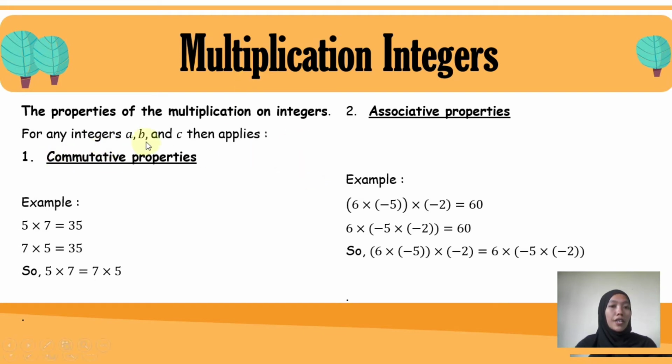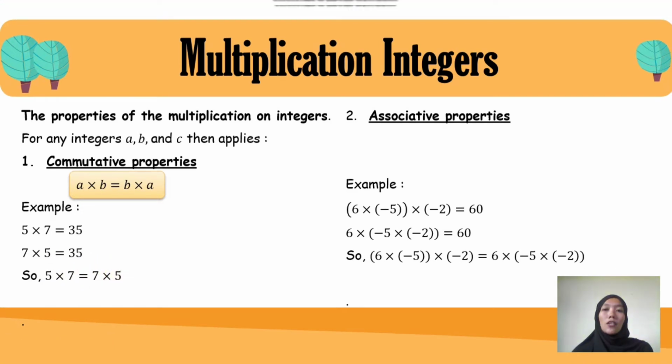For any integers a, b, and c, the first property is the commutative property. a times b is equal to b times a. For example, 5 times 7 is equal to 35 and 7 times 5 is equal to 35. So, 5 times 7 is equal to 7 times 5.